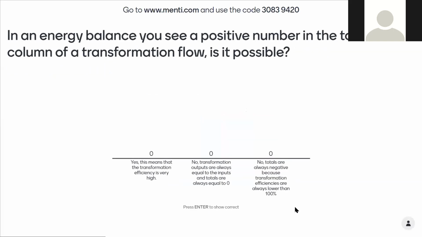The second question is: in an energy balance, you see a positive number in the total column of a transformation flow. Is it possible? I don't know if you can visualize in your head an energy balance. You have the different products in the column. And then, for example, I'll give you the example of the refinery transformation. You have your crude oil that enters your refinery. That amount of crude oil will be shown as a negative number in the refinery row. And then you have oil products that are produced, and that oil products production will also appear in the refinery row as a positive number.